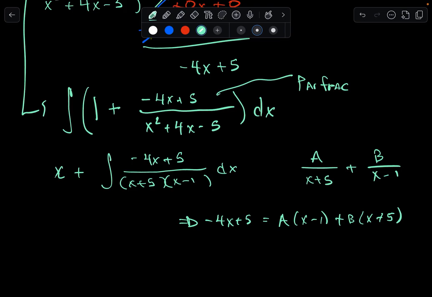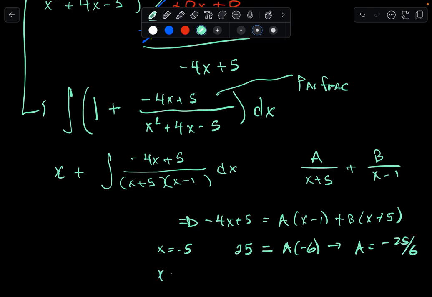And I'm going to use some convenient values here. So let's let x equal -5. And on the left, if I put -5 on the left side of my equation, that should turn out to be 25. And that's going to be A times -6. So that means A is -25 over 6.